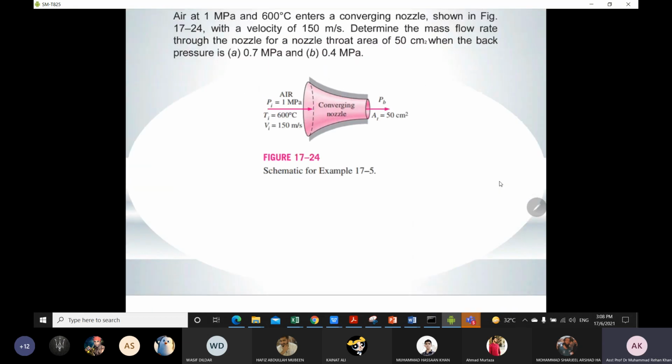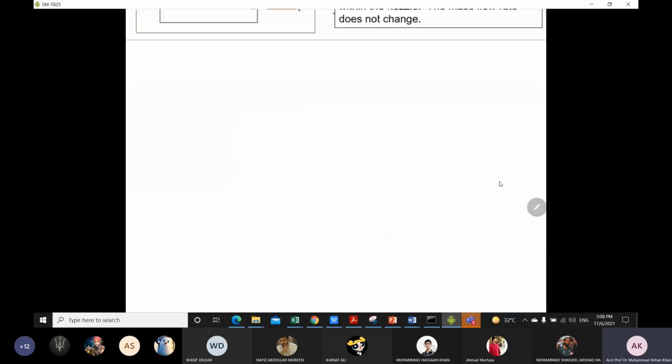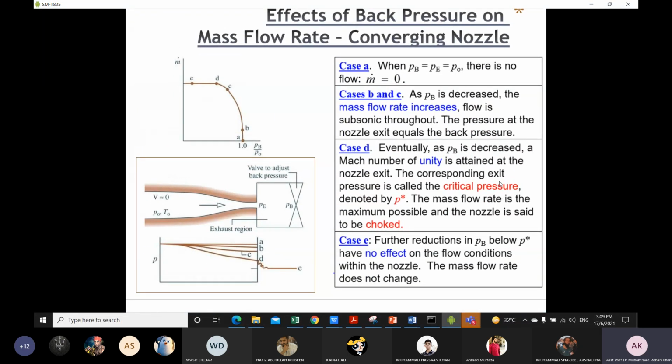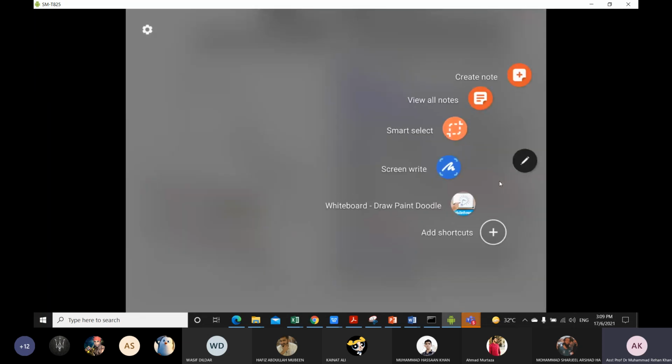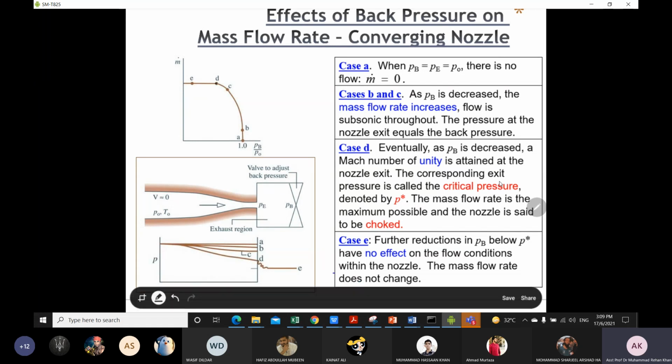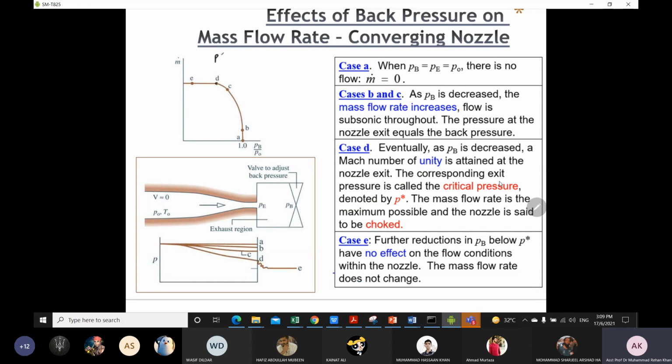Okay, so I will just go back to the graph. I've just shown it to you in the previous slide. From here, how do we get to know whether our flow is choked or not choked? I already told you, for example, at point number D, we have the ratio P star by P naught, and at this point, we have PB by P naught.